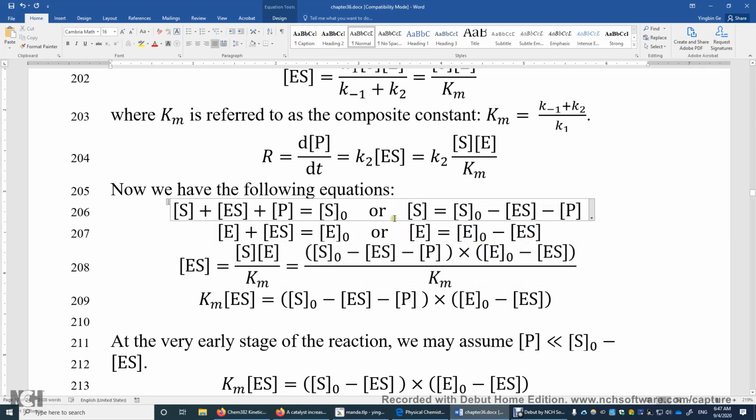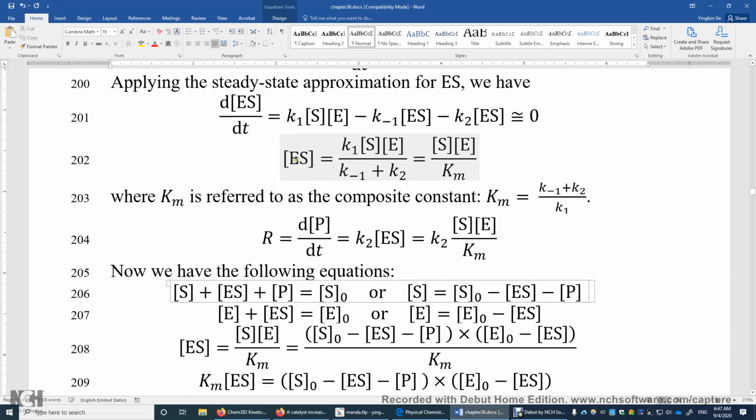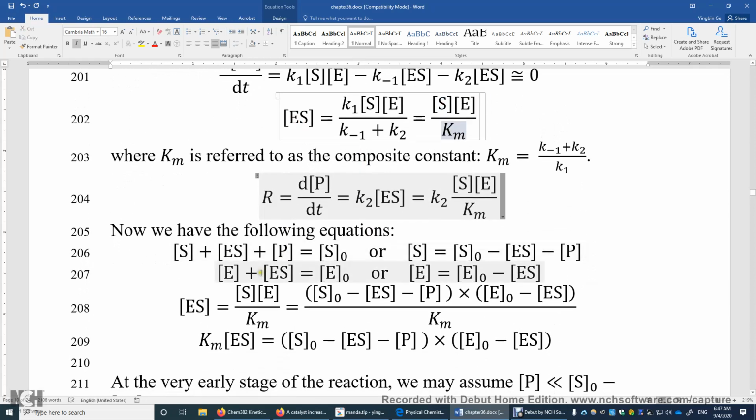Now we have this equation over here. ES is equal to S times E over Km, rewritten here by replacing S with S naught minus ES minus P, and by replacing E with E0 minus ES. Well, why did we do this? Well, ES is a variable, it changes. S and E are also variables, they change with time.